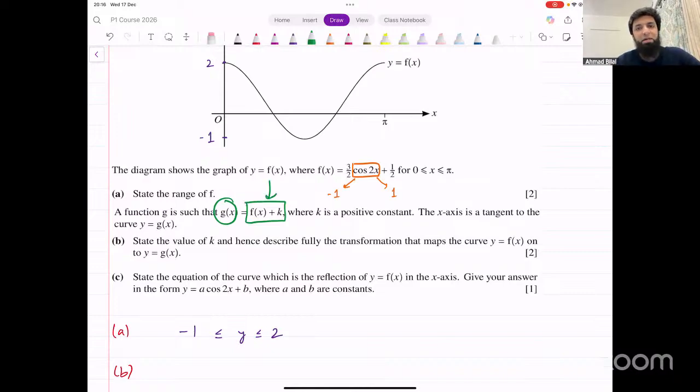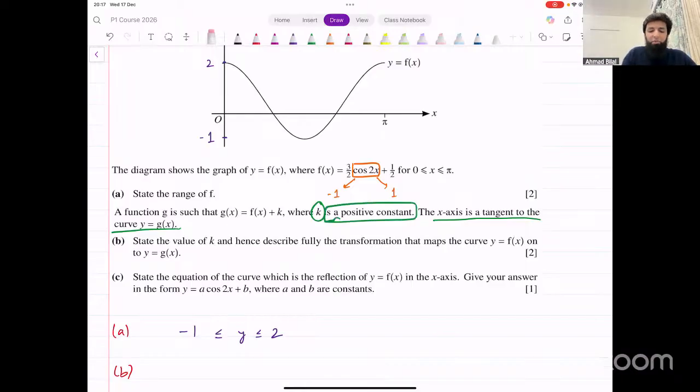What kind of transformation is that? f of x is as it is. Outside f of x, they are adding some number. They're adding k. That's a vertical translation, right? Outside, you're adding something. So your graph is going to move up by k units. Now they're saying it moves up in such a way that the x-axis is a tangent to the curve. It's moving up because they have told us that k is a positive constant, right? So it can't be negative. It's not moving down. It is moving up.